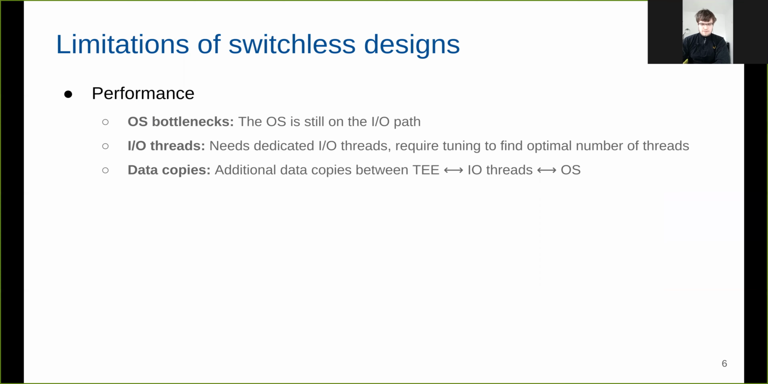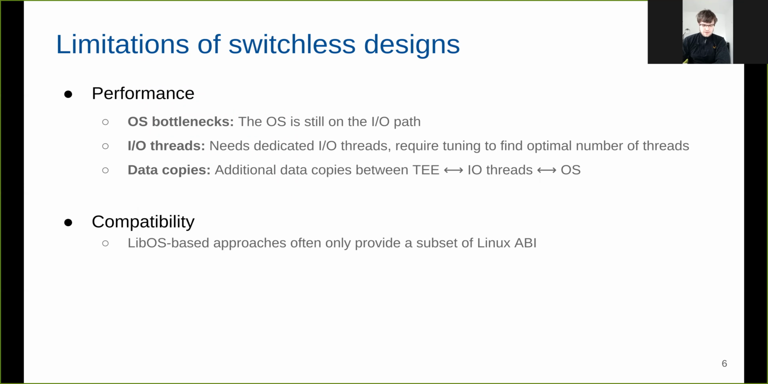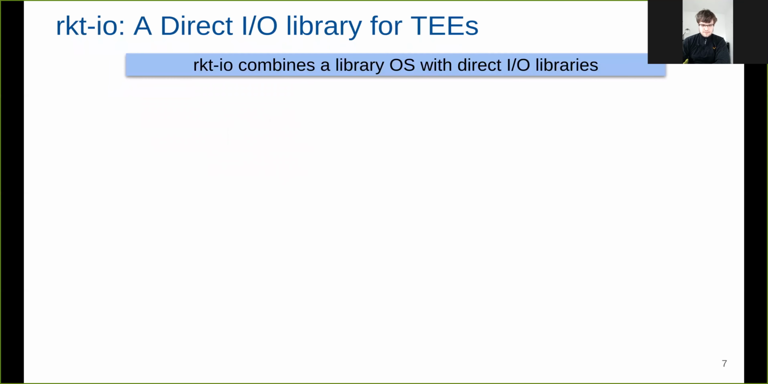Then we also have data copies, because we need to copy data first out of the trusted execution environment into unprotected memory before we can actually give it to the operating system. And in the case of library OS approaches, they often only implement a subset of the Linux API, so some porting is required to run applications in these environments.